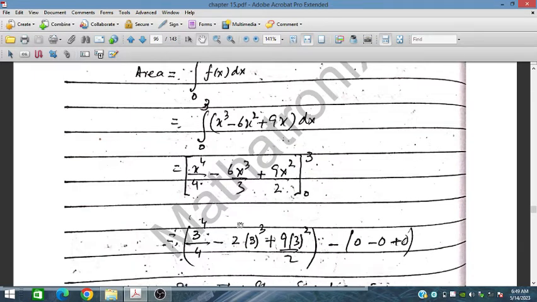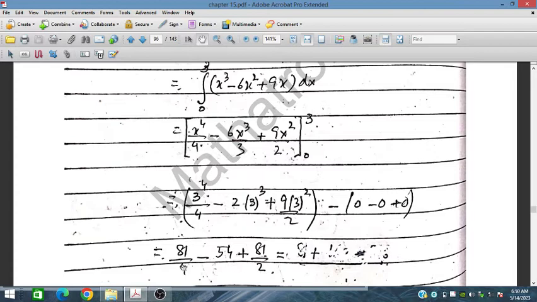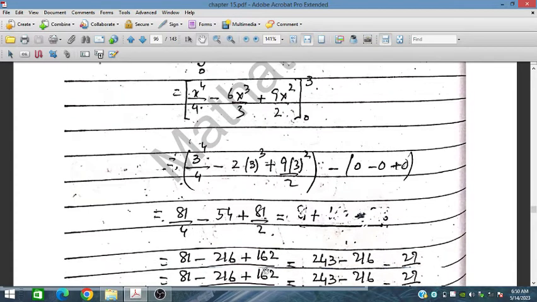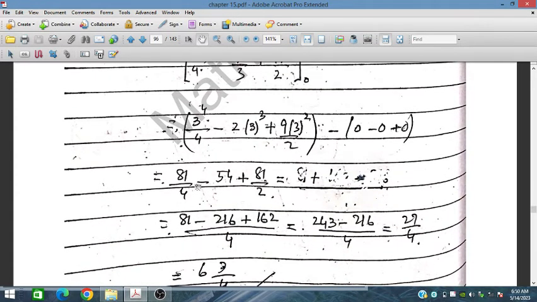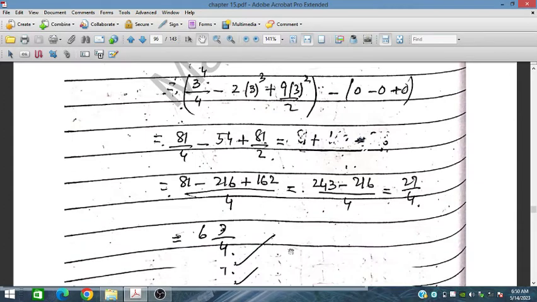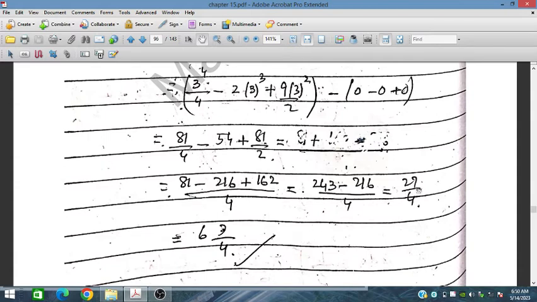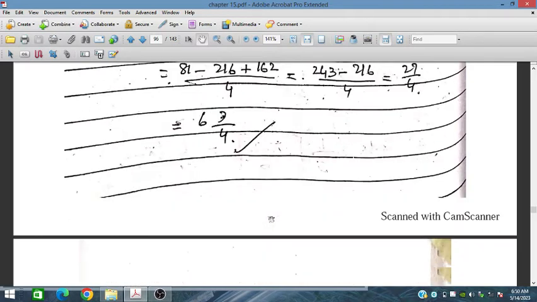On substituting the limits, we obtain this result: 3 to the power 4 upon 4, minus 2 times 3 to the power 3, plus 9 times 3 square upon 2. On simplification we obtain 81/4 minus 54 plus 81/2, that is 27 upon 4, or 6 3 by 4. So this is part A.